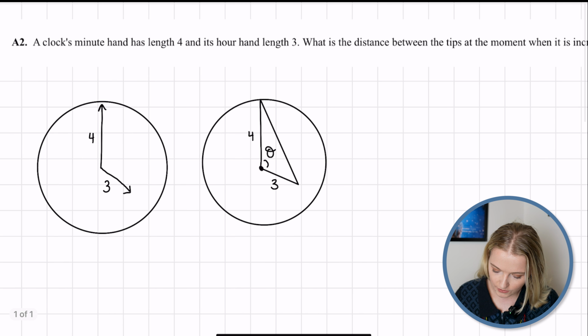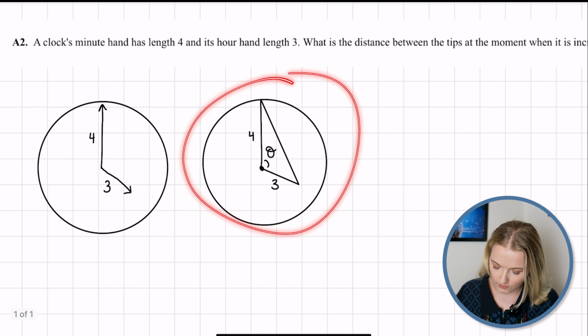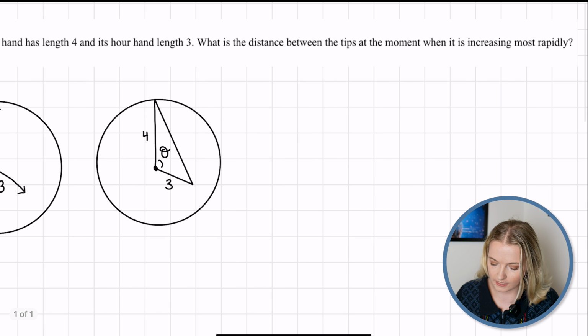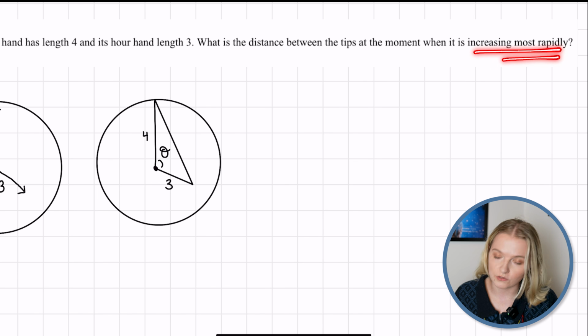So now that we've drawn out this clock, the problem itself is asking, what is the distance between the tips? So what's the distance between these two at the moment when it's increasing most rapidly?